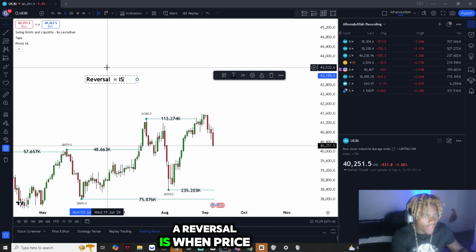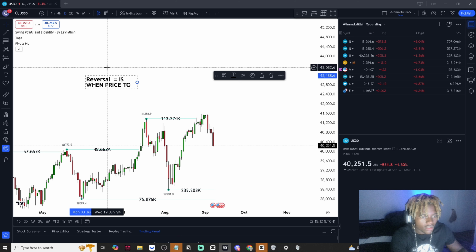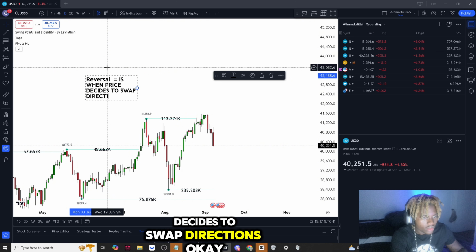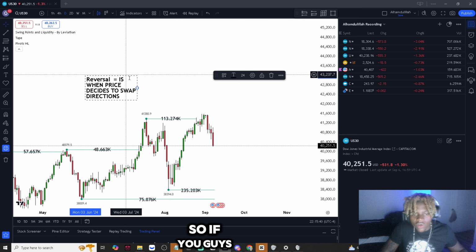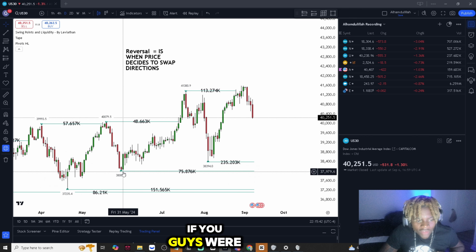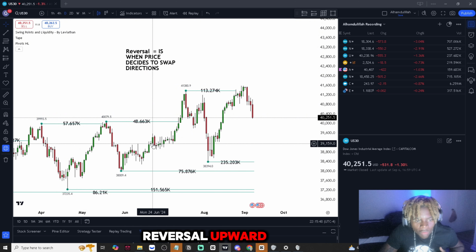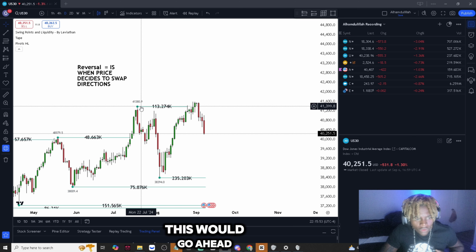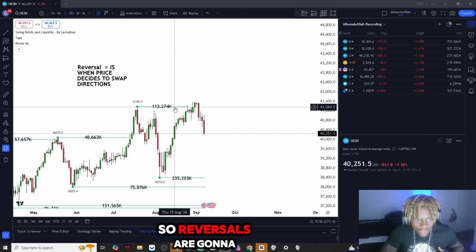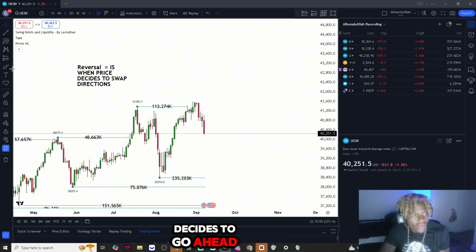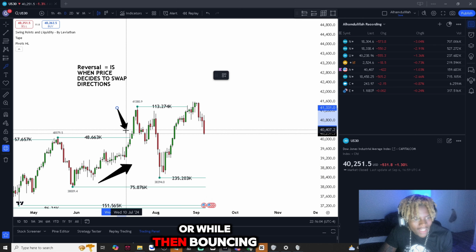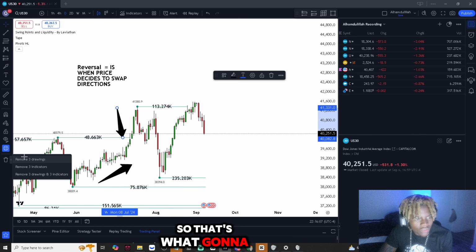A reversal is when price decides to swap directions. Okay. So if you guys are seeing down here, if you were to take a buy down here on this level, then this would be a reversal upward. Same thing with here, where price decided to fall back down to the near support level. This would be a reversal, right? So reversals are when price action decides to swap its way, whether bouncing upward or bouncing downward, right? So that's what a reversal is.